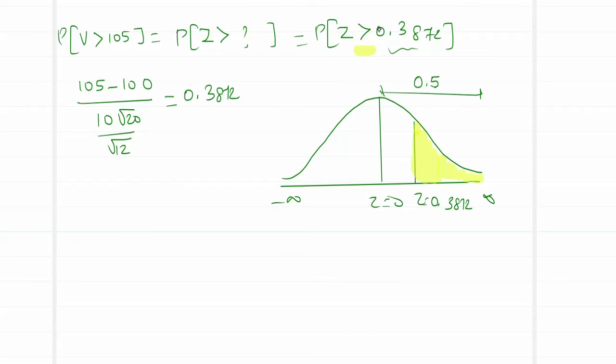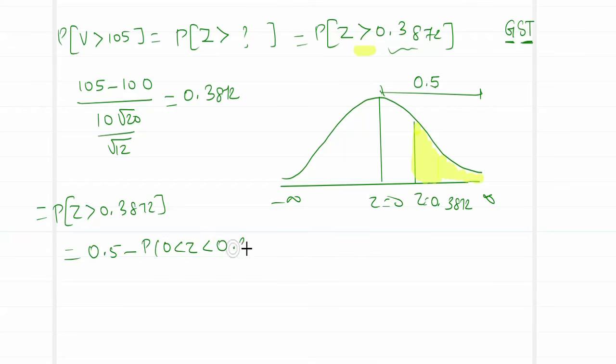Whenever we want the area greater than a region, we remember the shortcut GST. Greater means subtract. So from where will we subtract? We will subtract from 0.5. Z greater than 0.3872 can be written as 0.5 minus the probability of 0 less than Z less than 0.3872. So the required value can be got by subtracting the first portion, from 0 to 0.3872, from my 0.5.